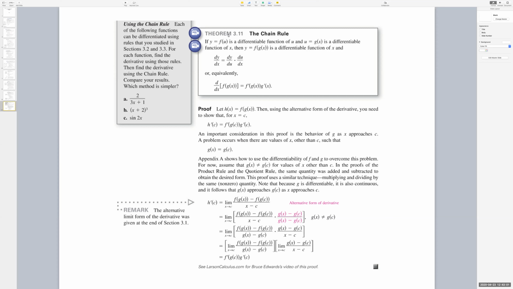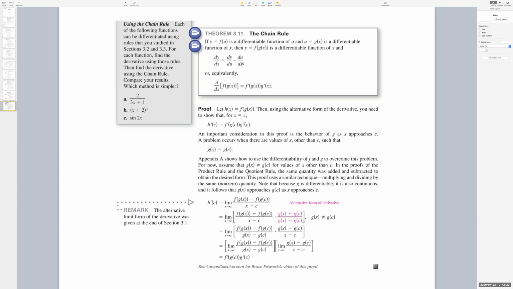So if you know the function f of u, let y equal f of u where u equals g of x. If the function f of u is a differentiable function of u, and the function u equals g of x is a differentiable function of x, then the derivative of f of g of x is a differentiable function of x. And you can find the derivative of y in terms of x, which equals the derivative of y in terms of u multiplied by the derivative of u in terms of x.